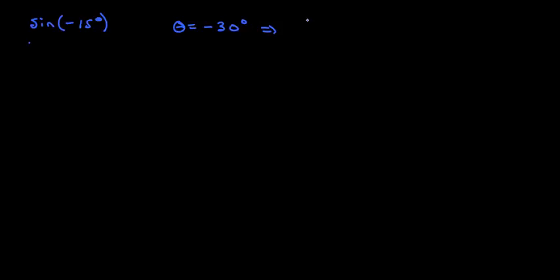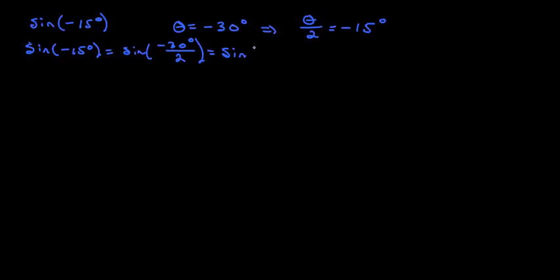Because then when we take half of that angle, we get the angle in here. So we're going to rewrite sine of negative 15 as the sine of negative 30 over 2. And I'm going to write that in terms of radians. Okay, now we're going to put it into the formula.